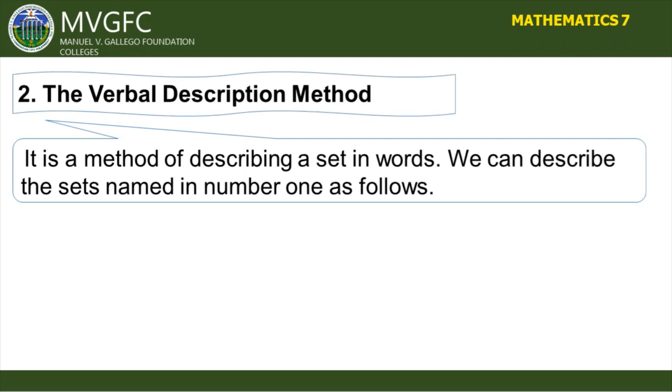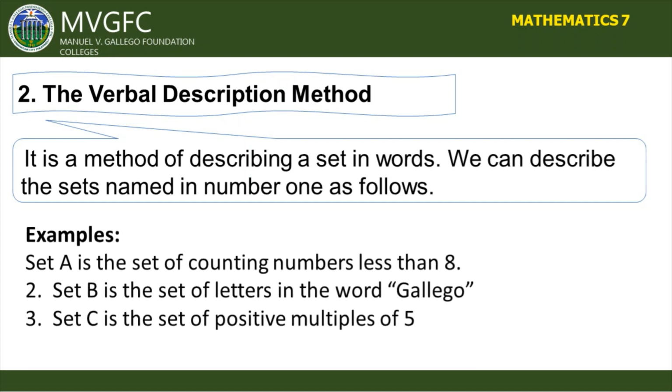Moving on, we have the verbal description method. Okay, so in its title itself, it is a method of describing a set in words. We can describe the sets named in number 1 as follows. So earlier, I only listed all the elements of the set. Now, we're going to use words. We need to describe the set using words.